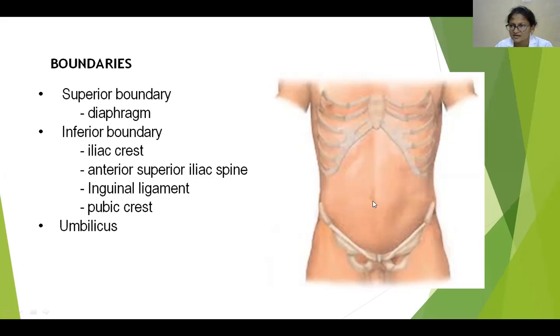What is the umbilicus? It is present in the midline, or median line. It is present at the junction between the tip of the xiphoid process and the pubic symphysis, in the median plane. Okay, what is the other name for the umbilicus?